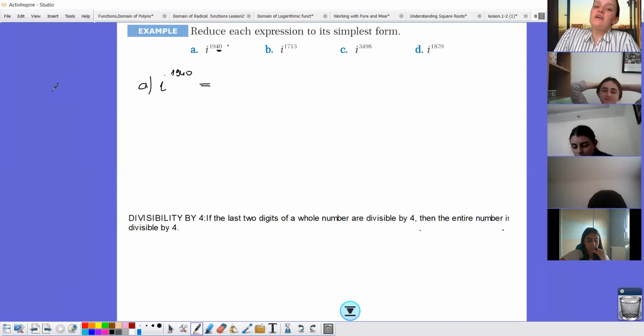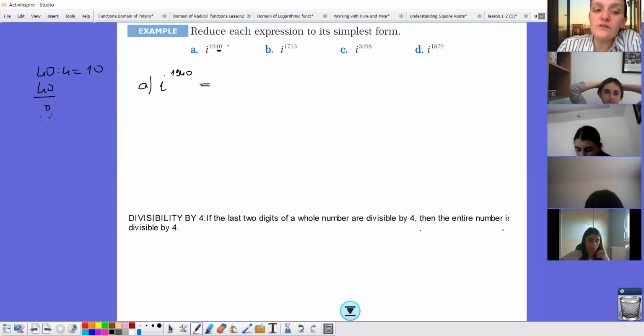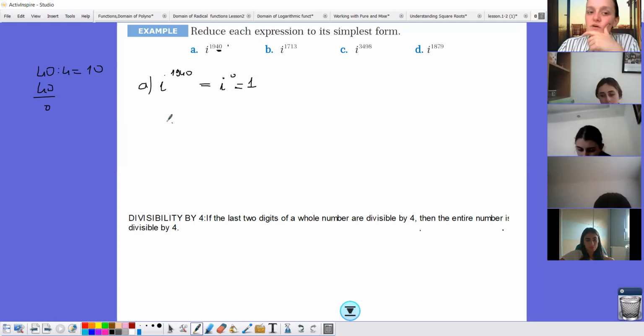Or you can think like this. What we're doing, I am dividing 40 by 4, and it's 10, and there is no remainder. What we were doing, we were taking the remainder. So I can write this one as i to the power of 0. So what is anything to the power of 0? It is 1. Also like this you can do.